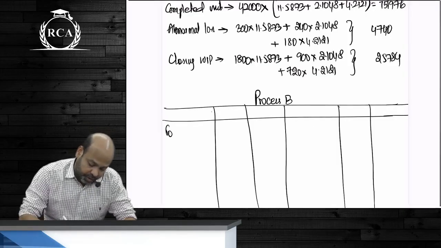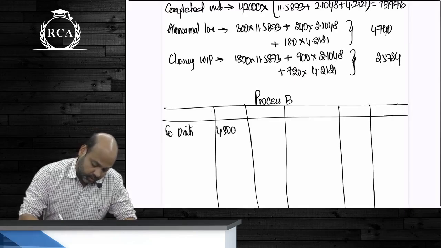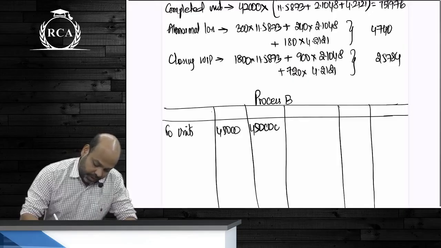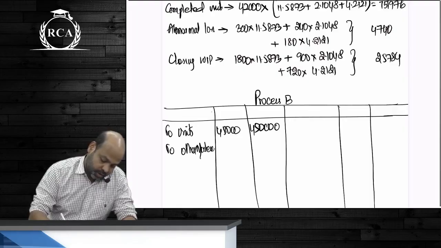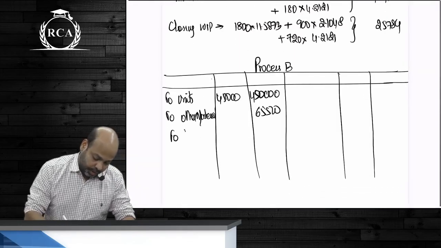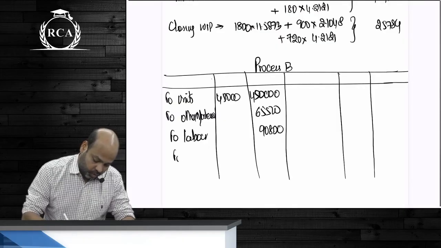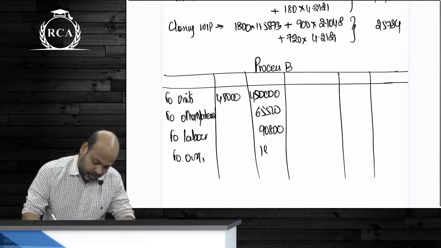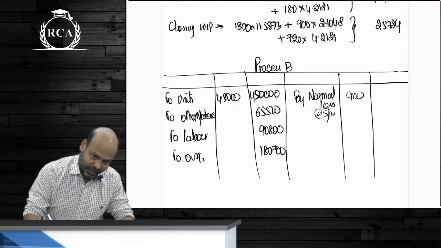Two units introduced, guys. How many units? Material at 4,50,000, guys. To other materials, beta, 65,500. To labor, beta, how much is the amount? 90,800. To overheads, beta, 1,80,700. By normal loss, 900 units at 5 rupees per unit.